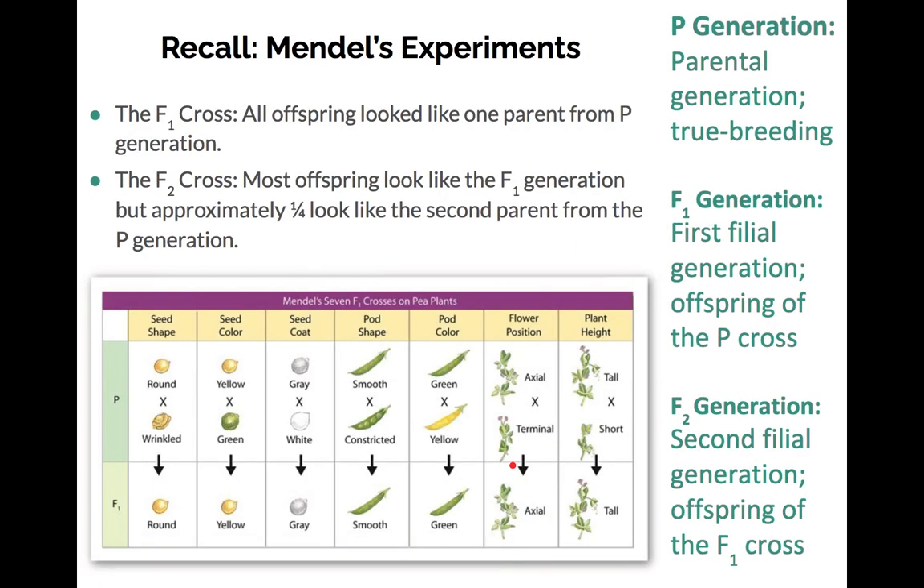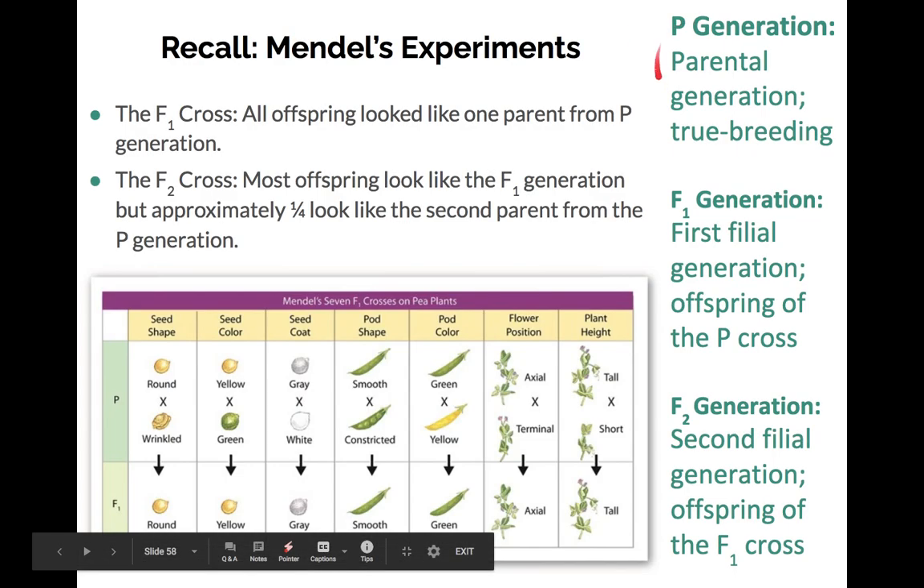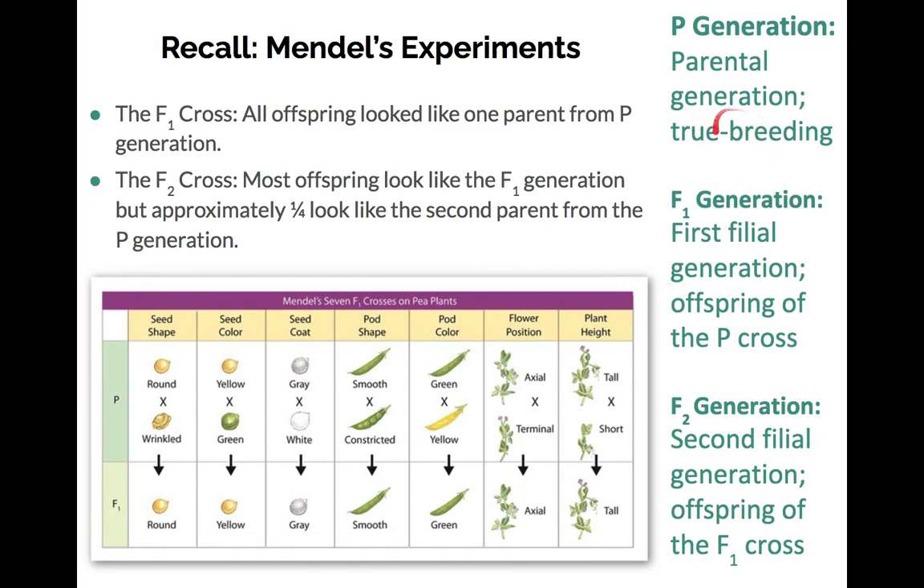Also a review from last time, this terminology: we had our P generation, that was the parental generation. Remember that was that true breeding, okay? If you see true breeding, again, you're thinking P. F1 was the offspring of the P cross, the first filial generation, and the F2 was the second filial generation, and it's the offspring from the F1.